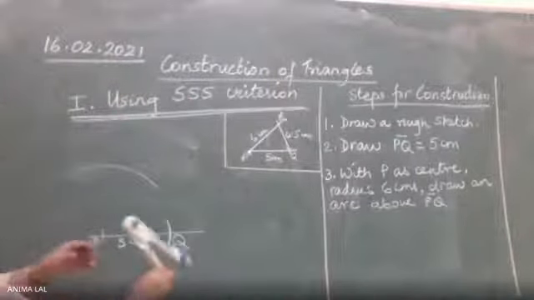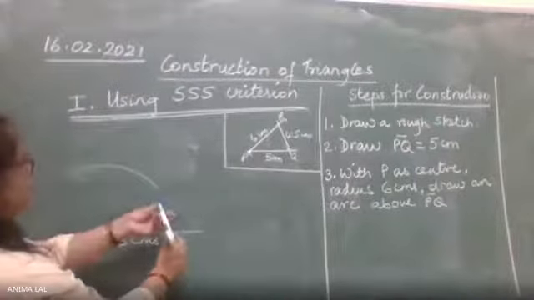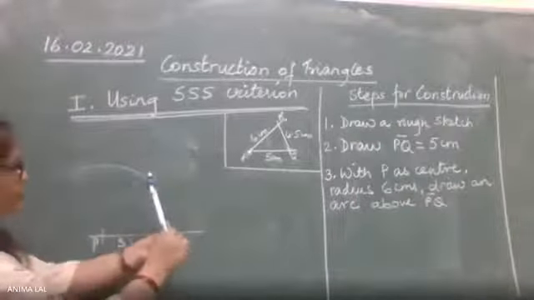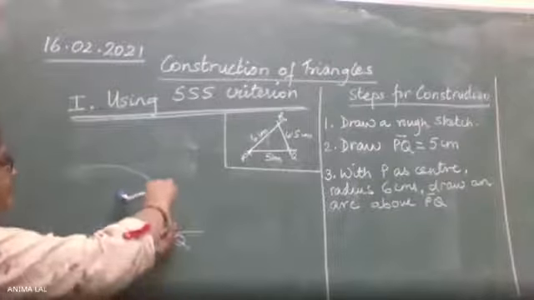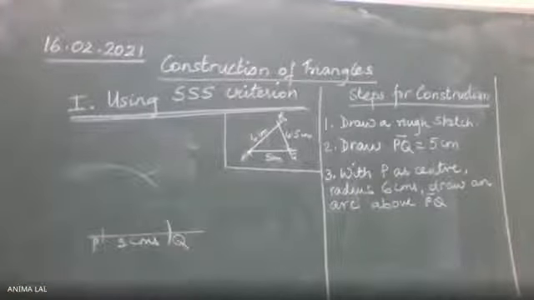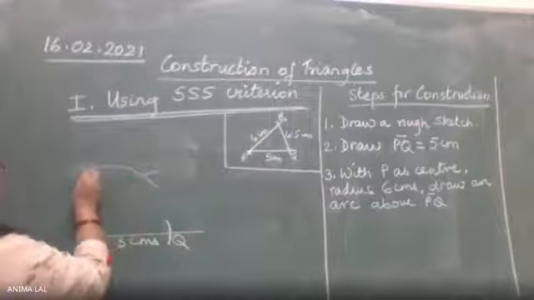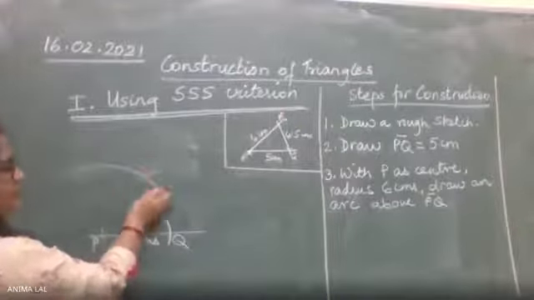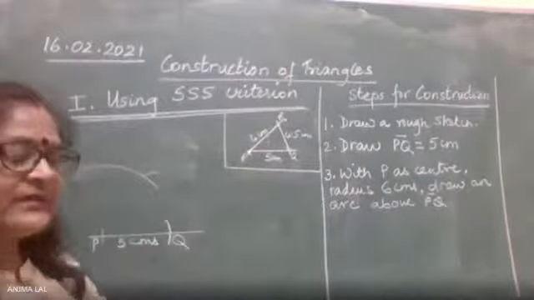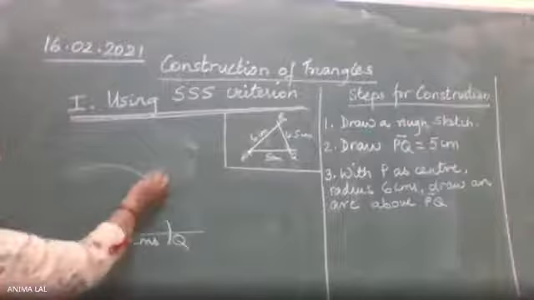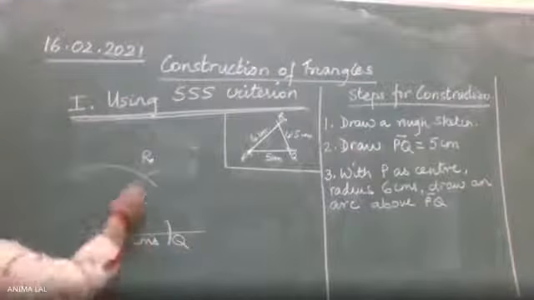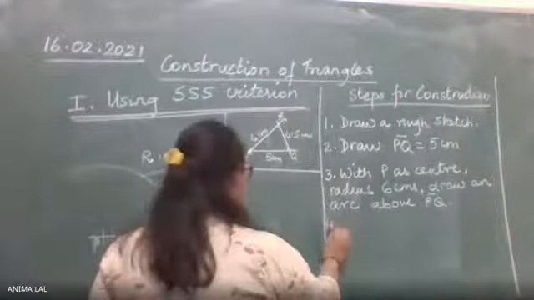Now put your compass point at Q and cross the arc that you have drawn here. Cross it. In case it is not reaching, it means you have drawn the arc smaller. So again you need to measure 6 centimeters and draw the arc properly. Otherwise the two arcs will not meet. Where the two arcs meet, that is point R.